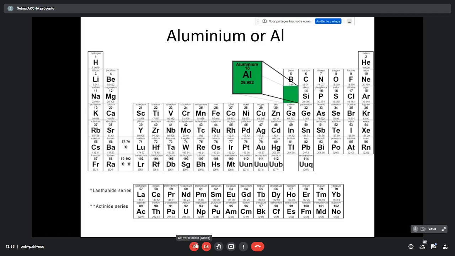Arsenic, 4s2, 4p3. Antimony, Sb is antimony, l'antimoine: 5s2, 5p3. And bismuth will have 6s2, 6p3. The period will change. The difference will be the period, only the period, but the electron configuration will stay the same.